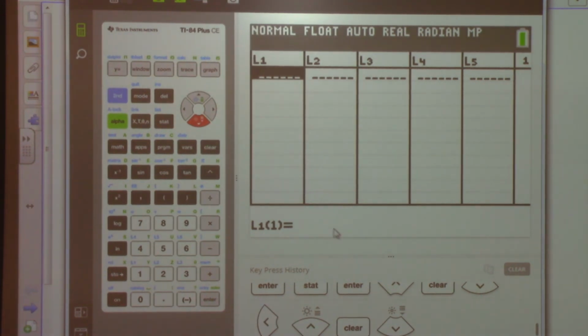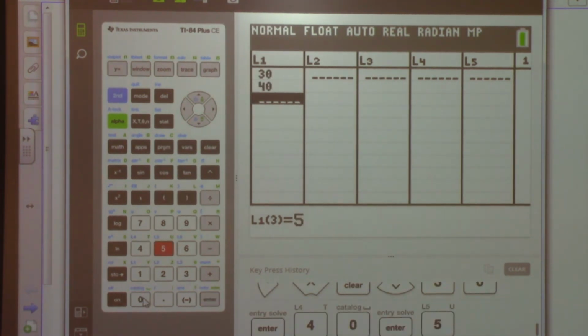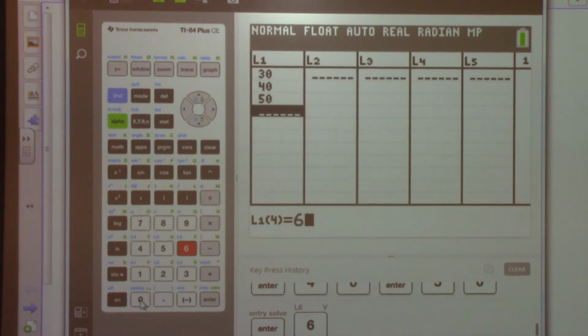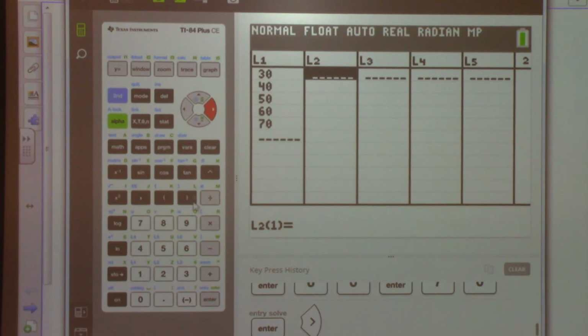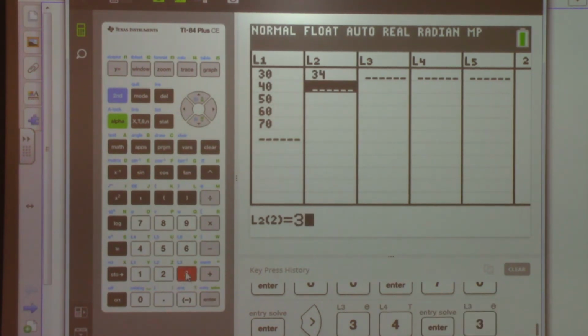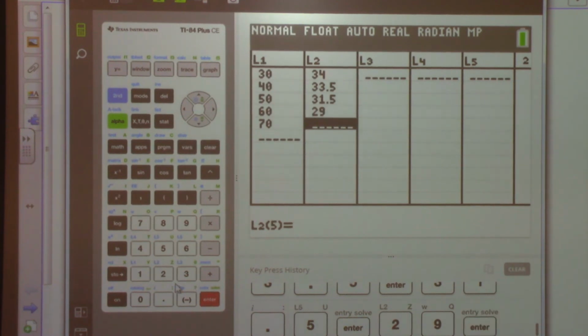So on the table here, what are the values? It's 30, 30, 40, 40, 50, 50, 60, 70. And then over here, the respective mileage for each is what? 30, 34, 34, 33.5, 31.5, 29, 27.5.